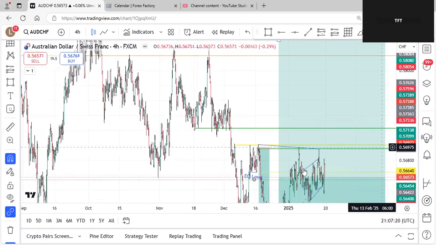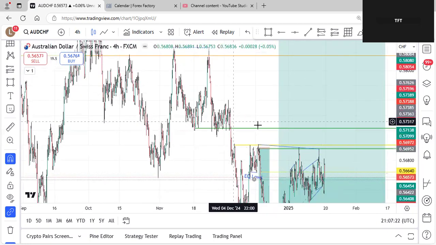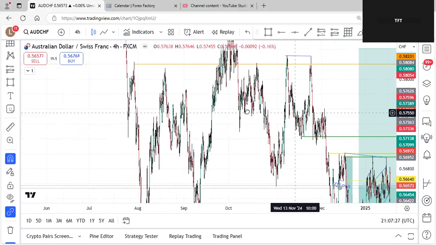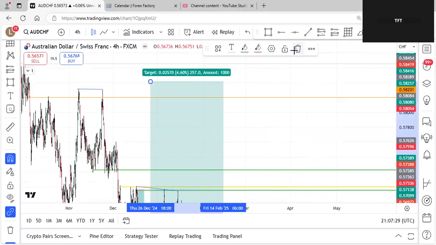Might not make it that far, to be fair. Might take this and sweep into this and continue down. So with that, I'll delete that because that's irrelevant right now.